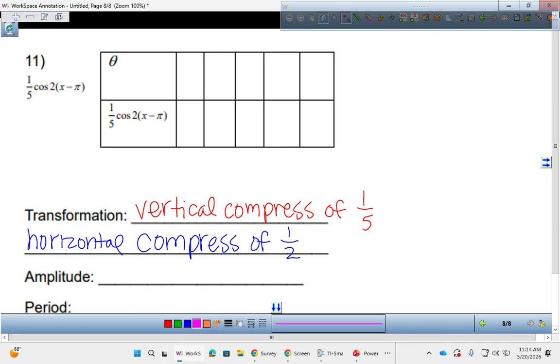Okay, and then finally there is a phase change. And that phase change is not going to be minus pi. The minus pi is making it move to the right. And so this would be a plus pi.